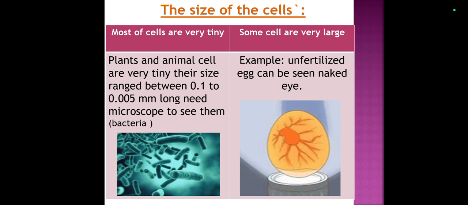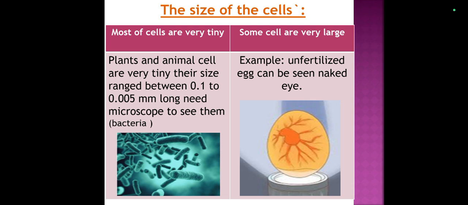Let's discuss the size of the cell. Most cells are very tiny, very, very small particles. We cannot see them with our naked eyes. Why? Because their size ranges from 0.1 to 0.005 millimeters. A millimeter is a very small unit for length. So we need a microscope to see them.